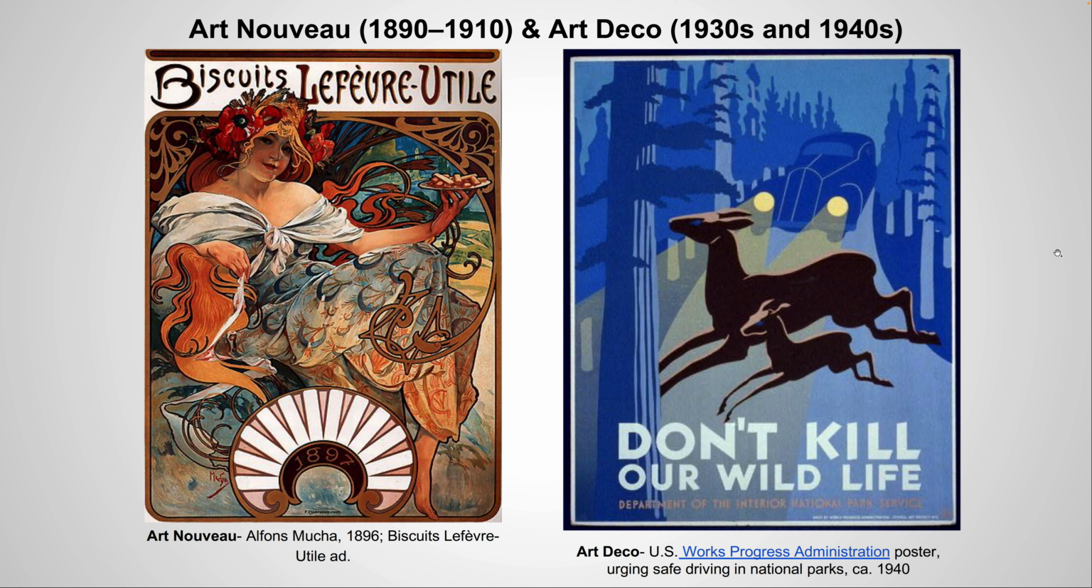And then here with Art Deco, more like woodcuts. Again, we have more simple information. This was for the Department of the Interior, National Park Service. It was really just a PSA: watch out for animals on the road, etc. So it was more important to have a very simple, very easy to read, understandable message, right?